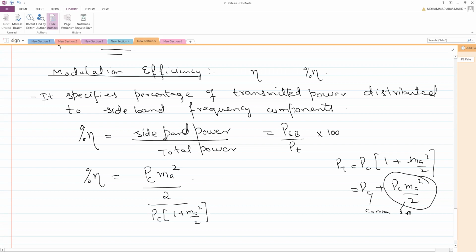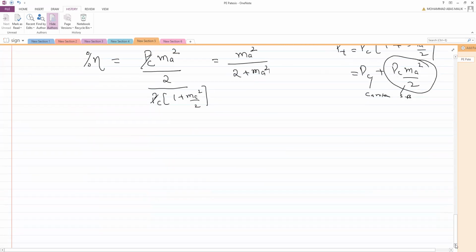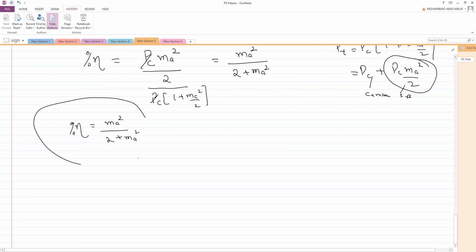Right? So PC cancels out. You get MA square divided by 2 plus MA square, the 2 cancels. So ultimately the percentage efficiency is equal to MA square divided by 2 plus MA square. So this is your percentage modulation efficiency, right?